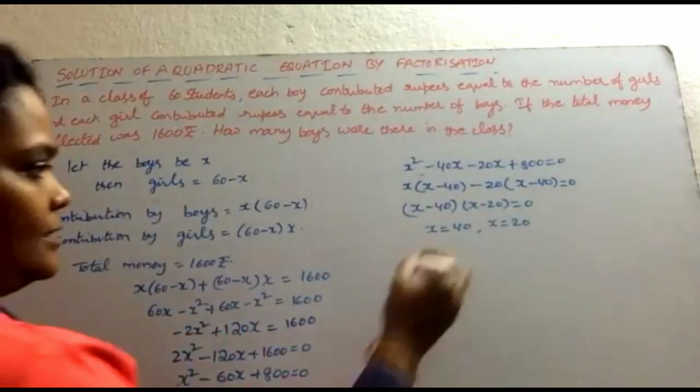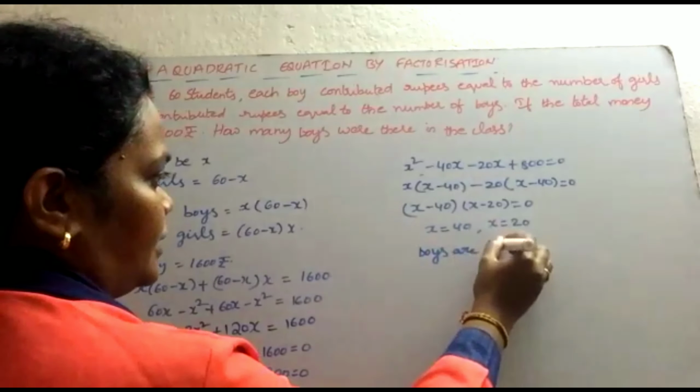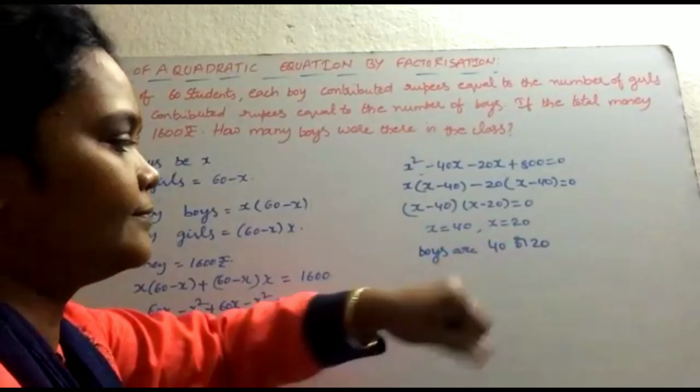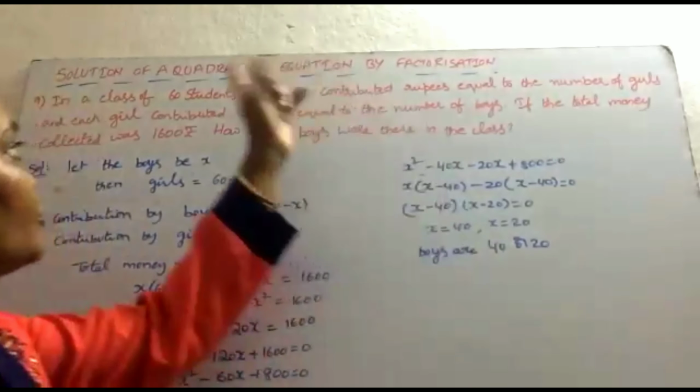So in the class, boys are 40 or 20. If boys are 40, girls are 20. If boys are 20, girls are 40. Why? Because the total number of students is 60.